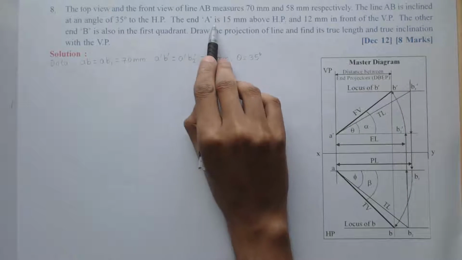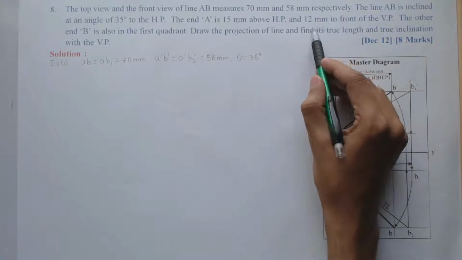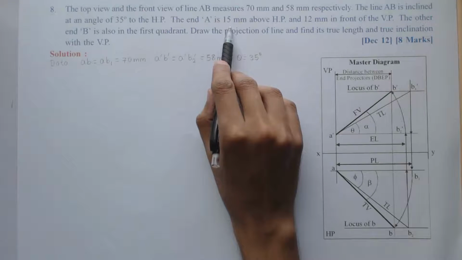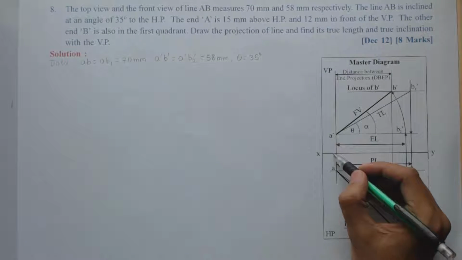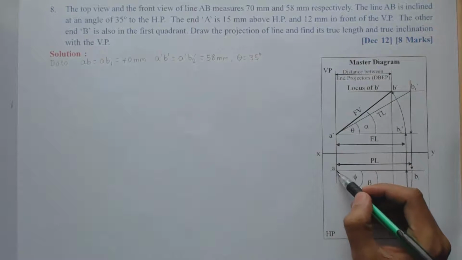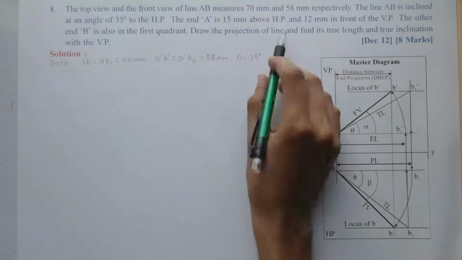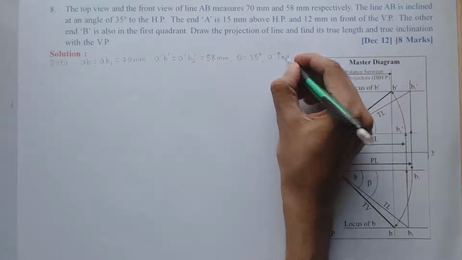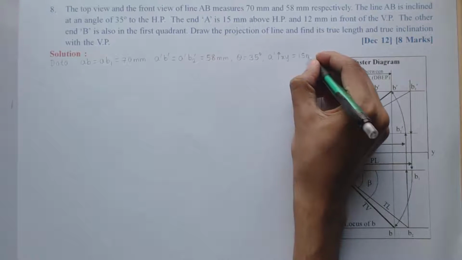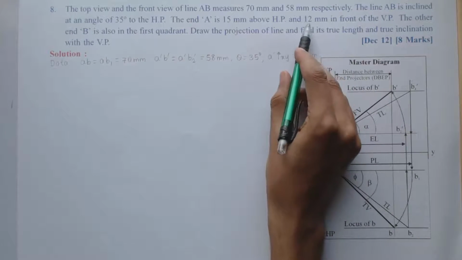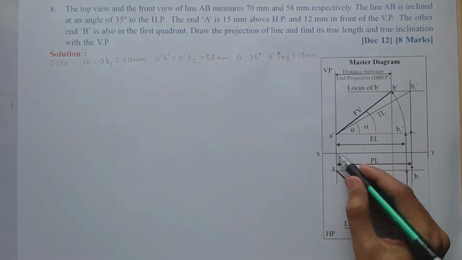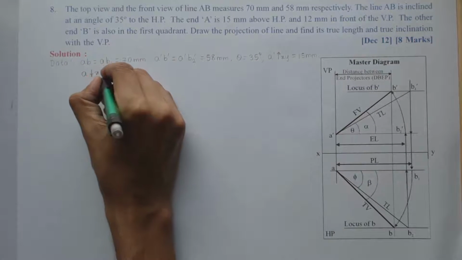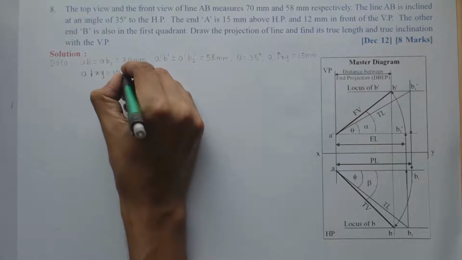Now next, the end A is 15 mm above the HP and 12 mm in front of the VP. Means again the point A is in first quadrant. So obviously I am going to get the front view A dash above XY and top view below XY. So the distances are 15 mm above the HP. So I'll get A dash above XY and the distance is 15 mm, and the top view is 12 mm in front of the VP, means 12 mm below XY. So top view A is below XY and the distance is 12 mm.